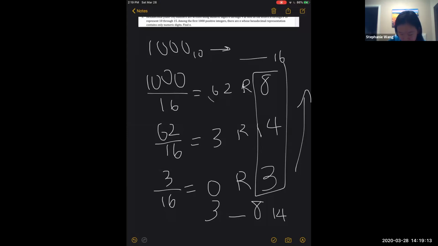So we get 3, 14, 8. I don't know why I wrote 14 over there either, but this is supposed to be 16. 3E8. Yeah, so that's how you convert from base 10 to a different base.